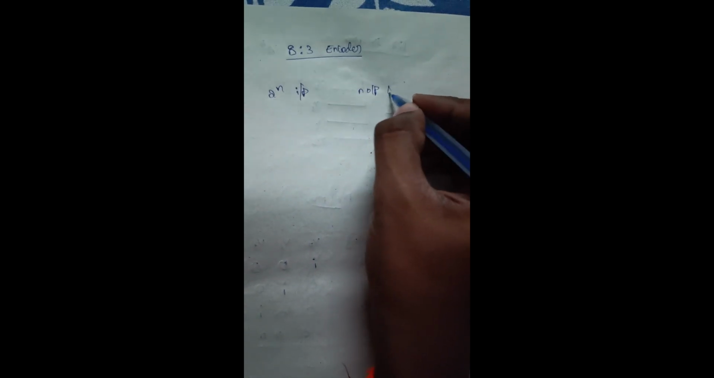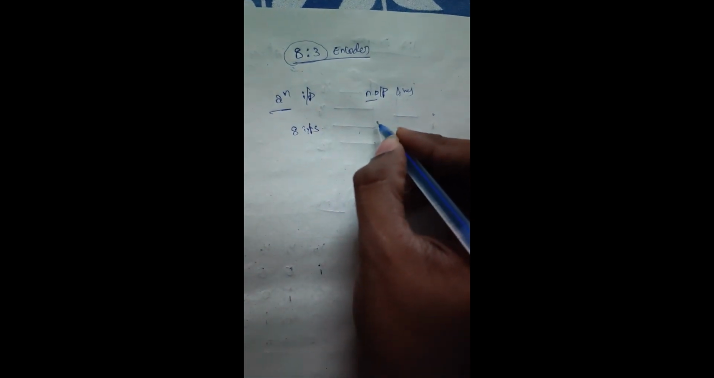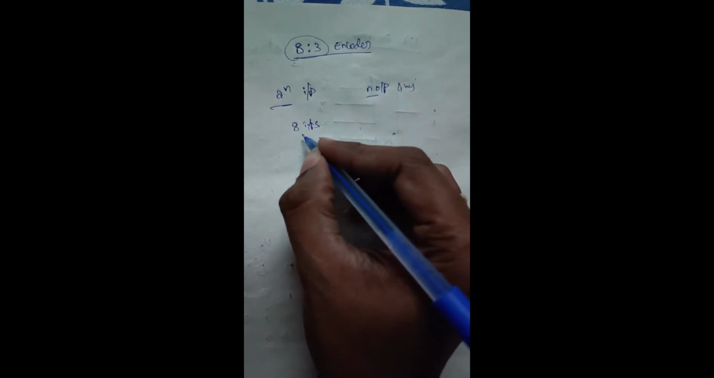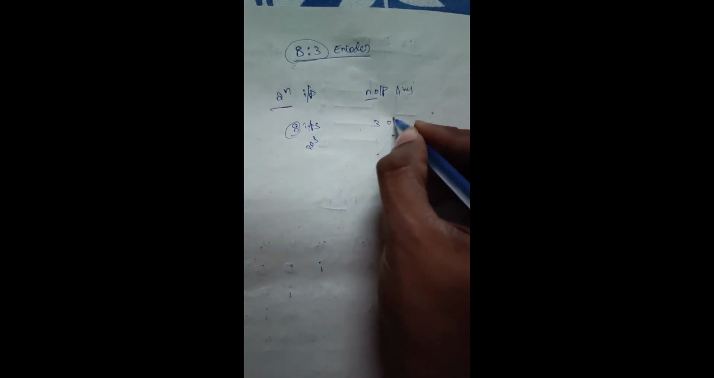That means here in this we have an 8:3 encoder. That means we will have 8 inputs. Then how many outputs will be there? Here 8 is nothing but 2 power 3. So we will have 3 output lines. Let's see how the truth table and the logic circuit will be.